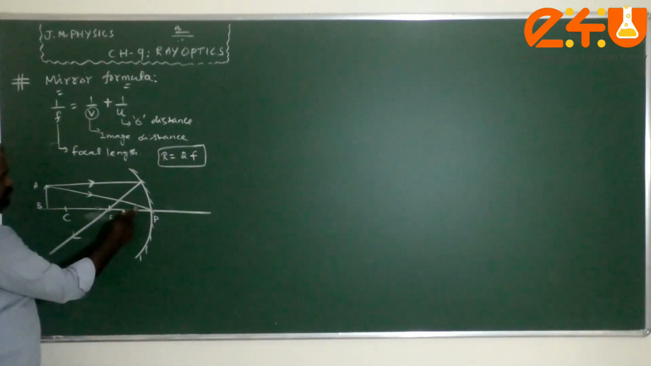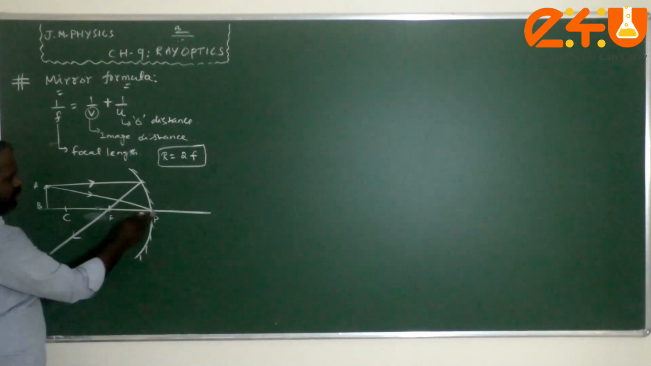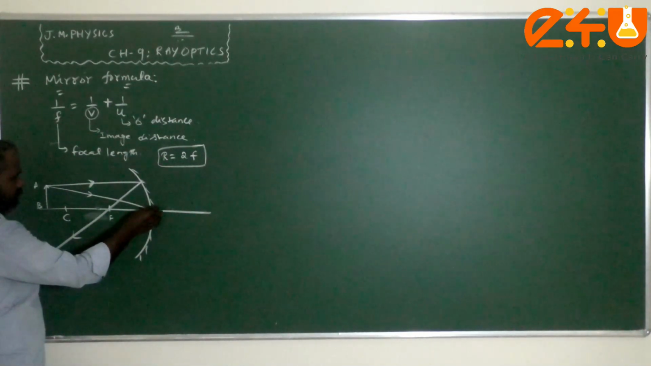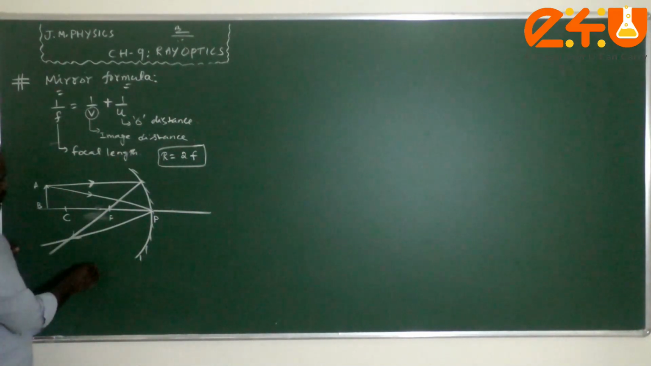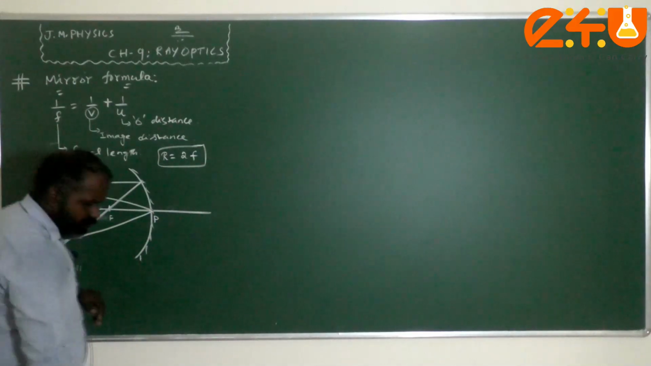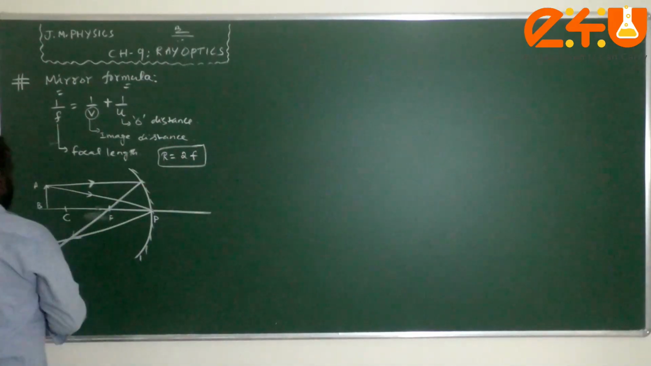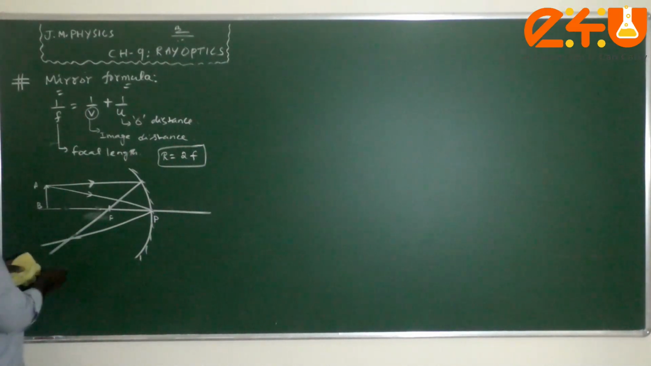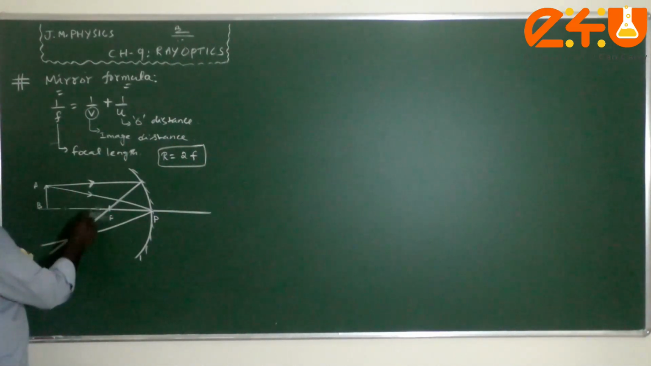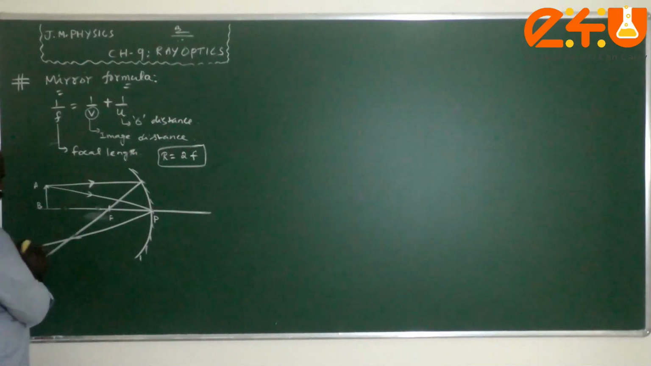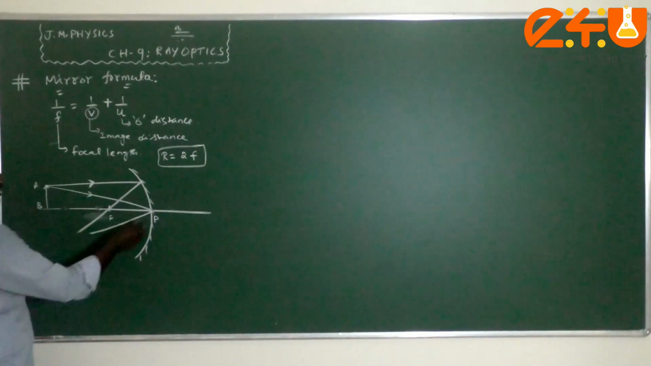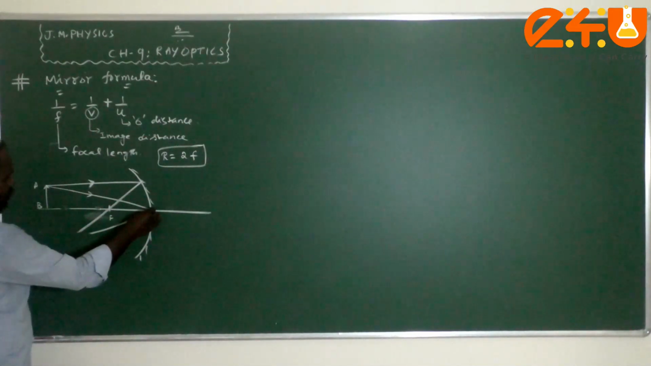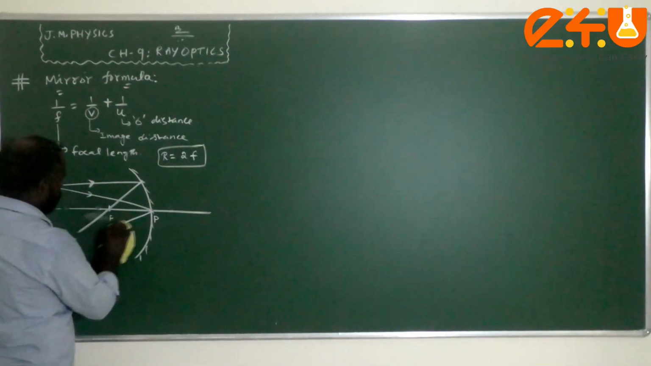Whenever this makes the angle of incidence i, that will be reflected with the same angle. It will be like this, children. Okay, so kindly keep that one in mind: whenever the object is beyond C, the image will be formed between C and F. So slightly modify the diagram and be careful with drawing the ray diagrams.